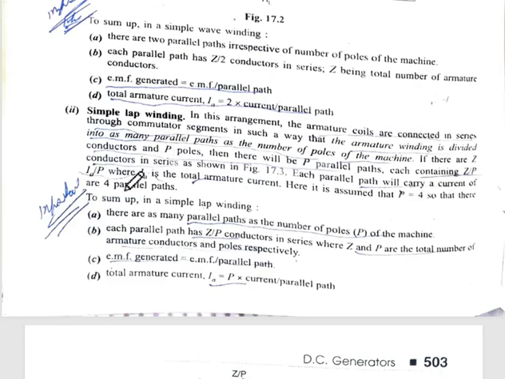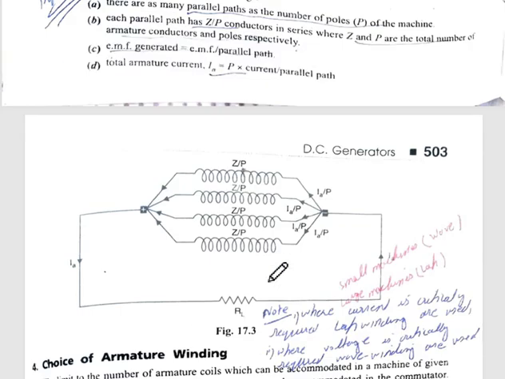Simple lap winding. To sum up, in simple lap winding, there are as many parallel paths as the number of poles of the machine. Each parallel path has Z by P conductors in series, where Z and P are the total number of armature conductors and poles respectively. EMF generated is equal to EMF per parallel path. Total armature current is equal to P multiplied by current per parallel path.